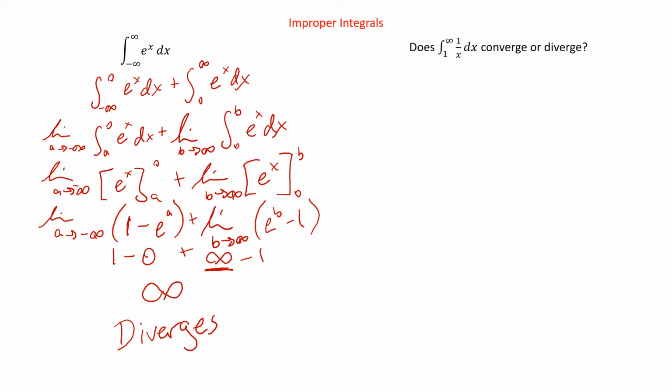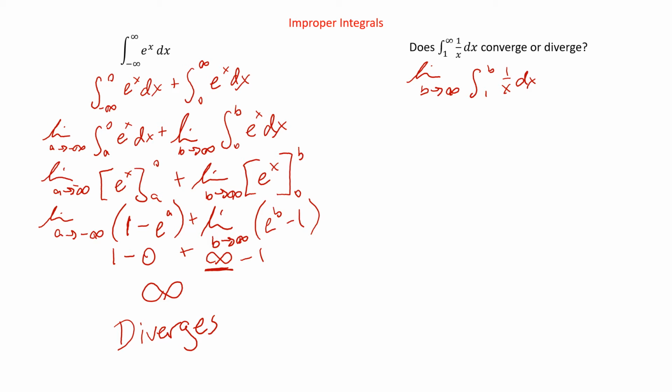Like this one right here. So we're going from 1 to infinity of 1 over x dx. Does it converge or diverge? So we're going to have to find it. We'll have the limit as b goes to infinity, 1 to b, 1 over x dx.